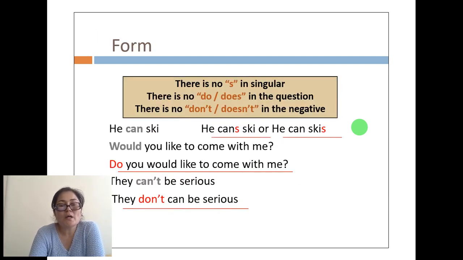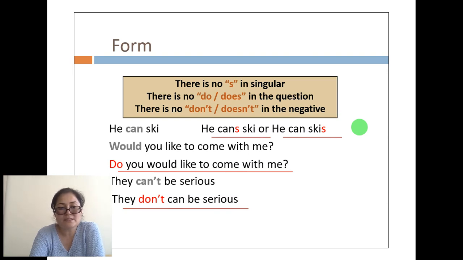Now the formation. There is no S in the singular. There is no do, does in the question. There is no don't, doesn't in the negative. He can ski, not he can skis. We can't say, "Would you like to come with me?" We can't say, "Do you would like to come with me?" Say, "Would you like to come with me?"